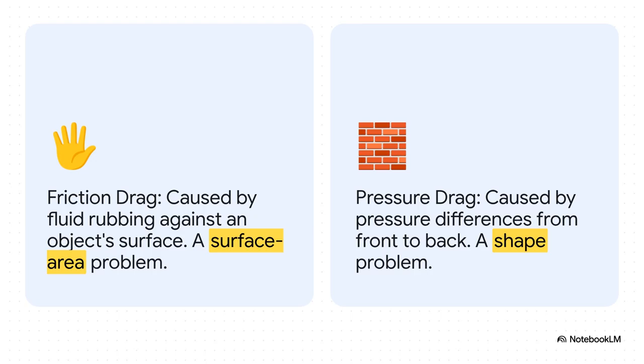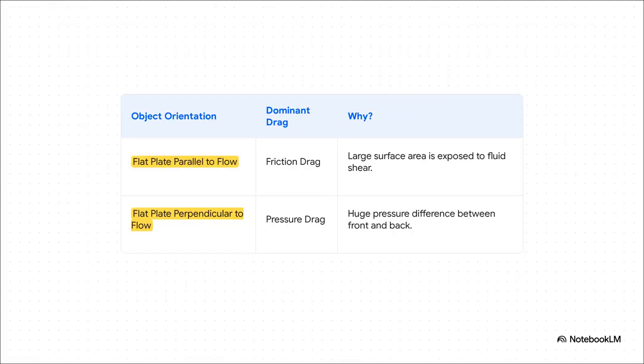The other one is pressure drag, and that's all about the object's shape. It's the high-pressure pileup of air on the front and the empty, low-pressure void it leaves in the back. And just look at how much the orientation of an object changes everything. It's kind of wild. You take a flat plate, hold it parallel to the wind, almost all the drag you feel is from friction along its top and bottom. But turn that exact same plate 90 degrees so it's facing the wind like a stop sign. Now friction drag is basically zero. The drag is almost all pressure drag. Same object, totally different physics.